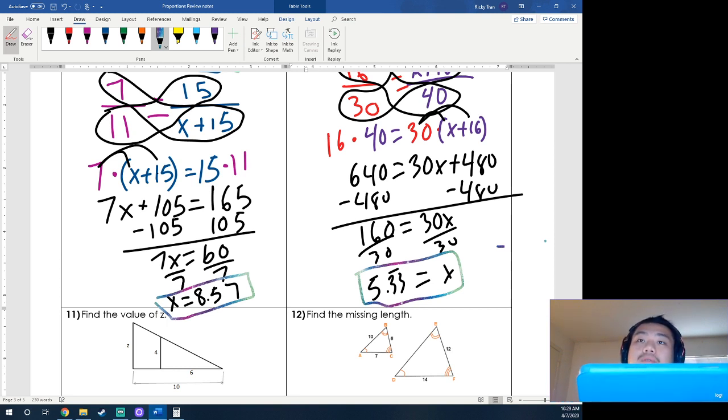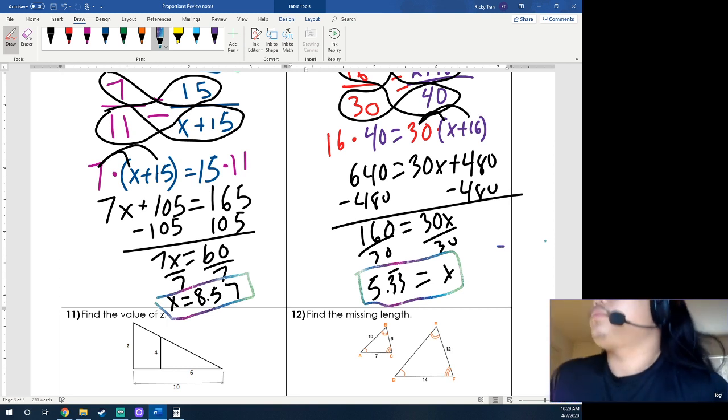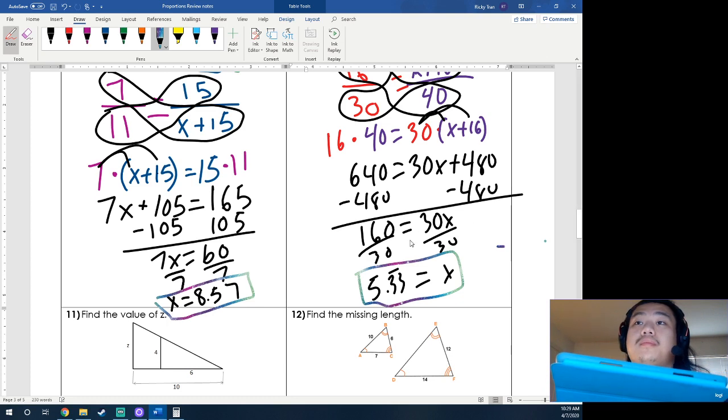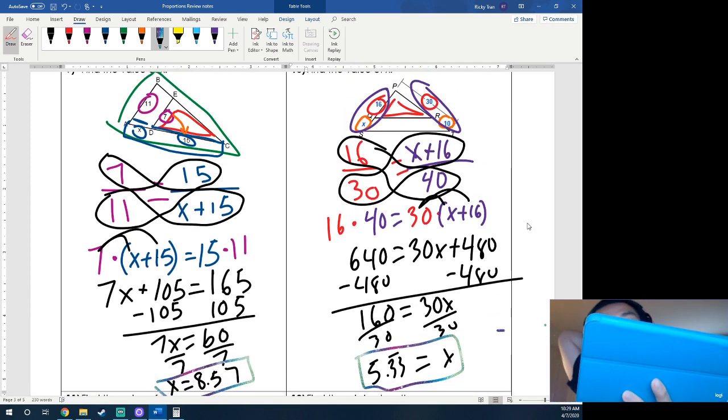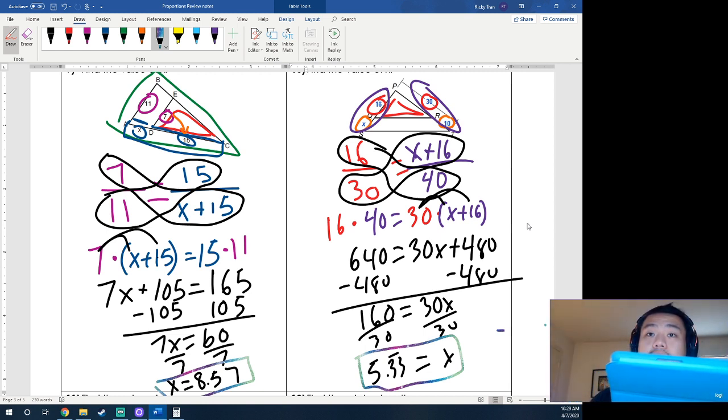5.33 repeating. Okay. So again, double check. Make sure you matched everything. You're good. All right. Did all our math correctly. We are good.